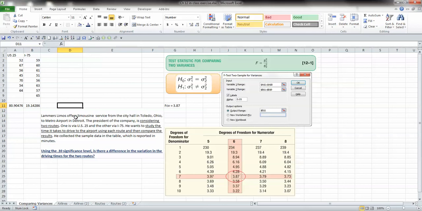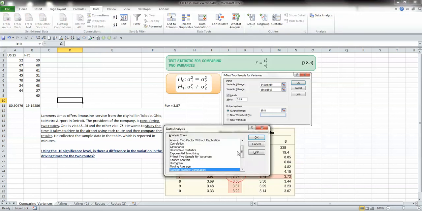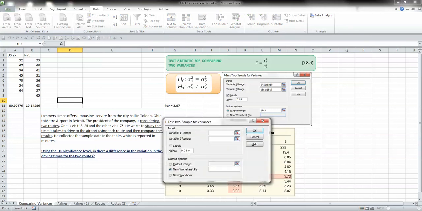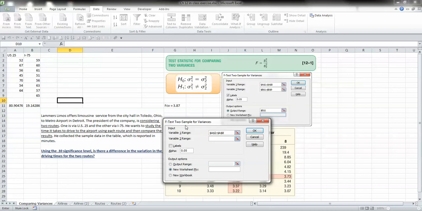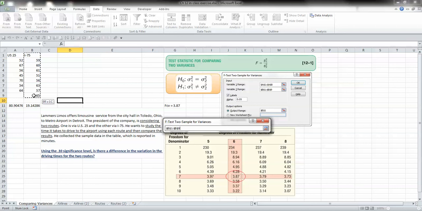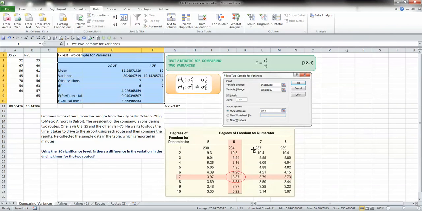Now, what we can do also is go into the Data Analysis Toolpak, and of course you have to have the Data Analysis Toolpak set up as an add-in. Click on the F-Test Two-Sample for Variances. And here we can just put in the ranges. And actually, let's go ahead and redo this and include the labels. And we can just put that right over here, since it's not a big space taker.